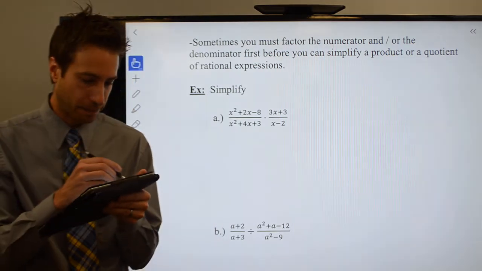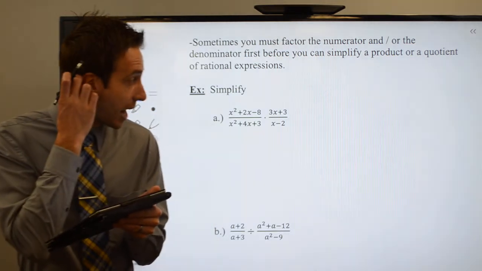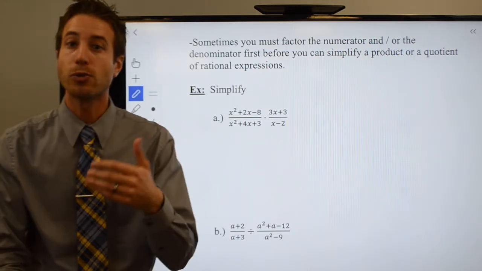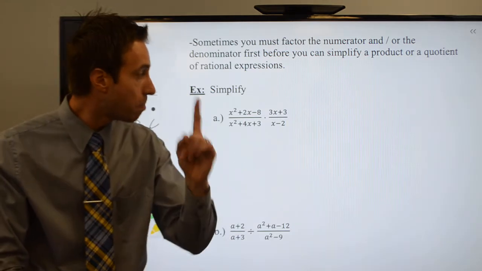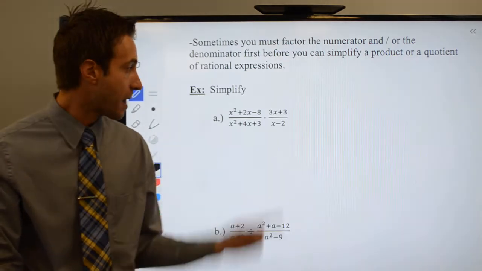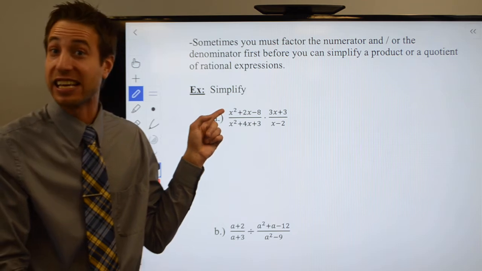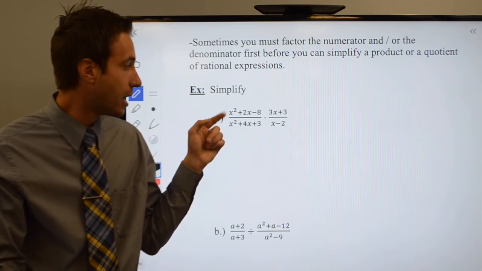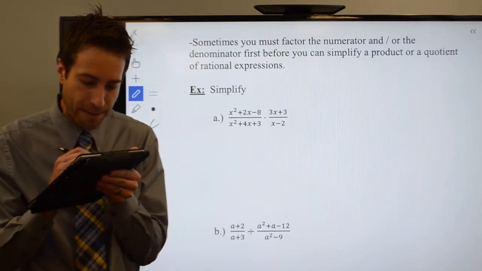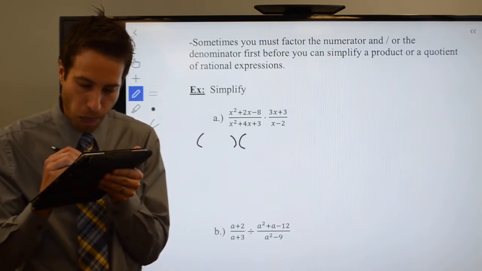Let's do that. All right, I take a look at the problem that I've given. I recognize it's multiplication, so I'm going to look to cross-cancel first. But before I can cross-cancel, I need to factor. I have a quadratic. It is a general trinomial, and so we'll just simply try to factor that guy. Let's see what happens.